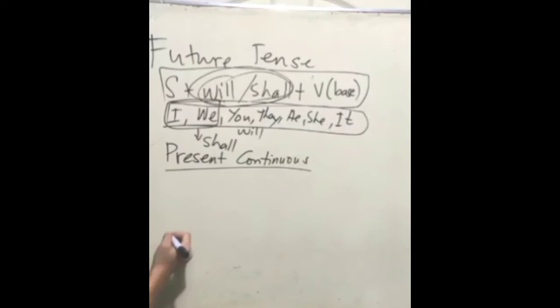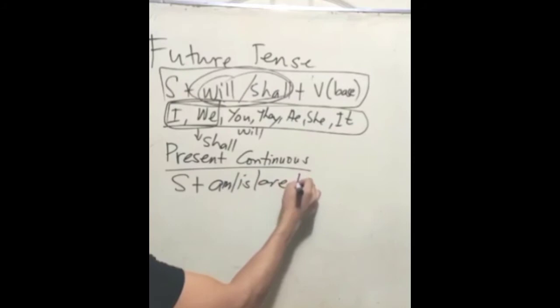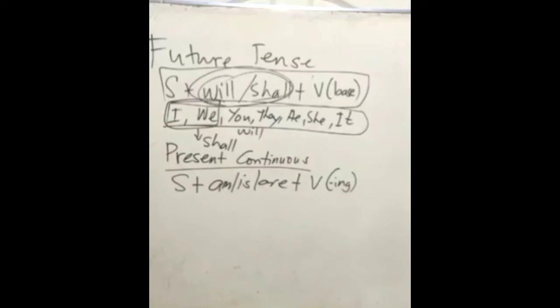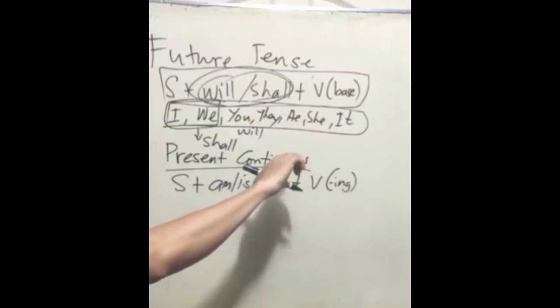The usage, of course, I've discussed that before, that if the action is happening right now, or the action is happening at the time around now, okay? Like today, or now, or at the moment. So we have the present continuous. The format is the subject plus am, is, are, plus verb in ing form, okay? Like this one, Teacher Seppi will teach tomorrow, of course.